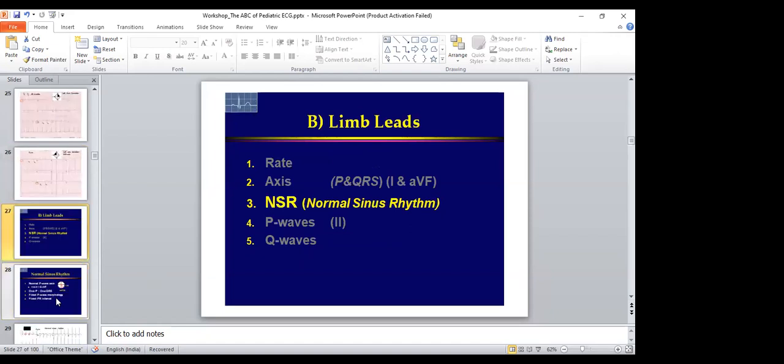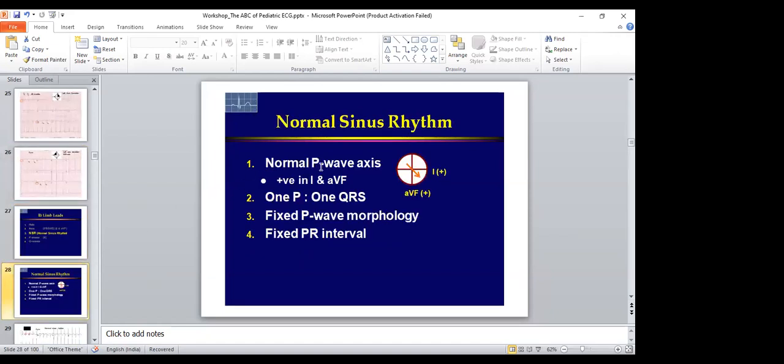Normal sinus rhythm. What is normal sinus rhythm? That is normal P wave axis, that is low RA, that is high RA, positive P axis in 1, positive P axis in AVF. Every P should have a concurrent QRS. There should be a fixed P wave morphology. There should be a fixed PR interval.